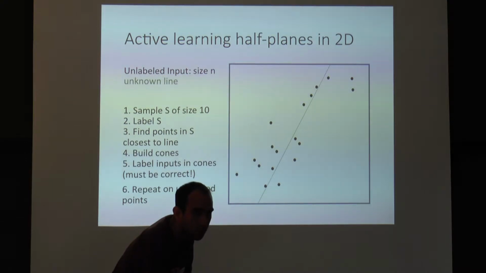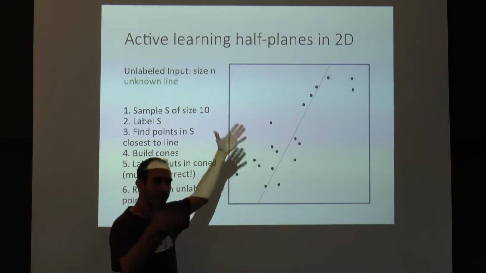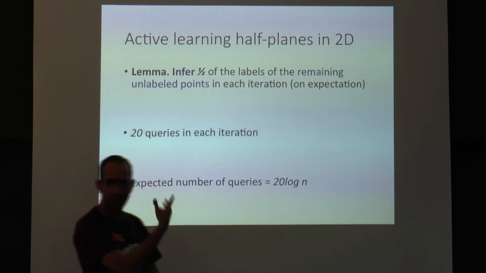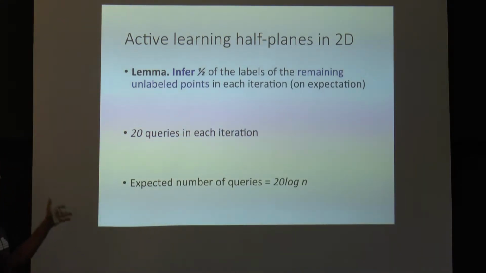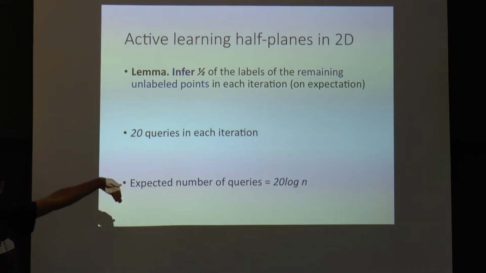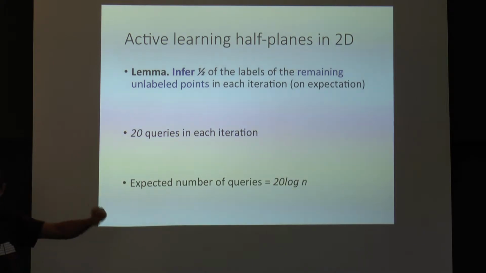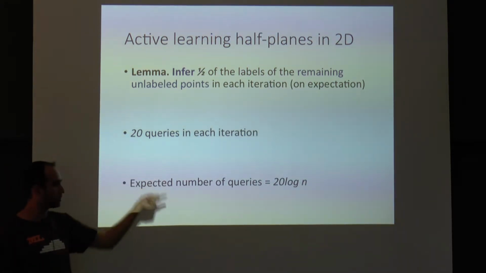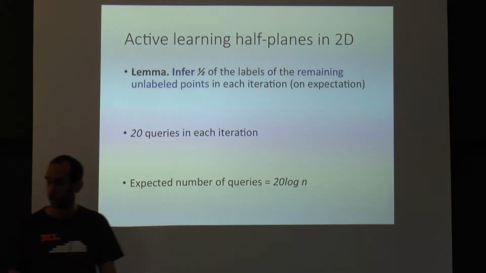You're asking why not 3 instead of 10? No, why not, instead of taking the 2 nearest points, take the 3 nearest points to the line. Okay, so the lemma that I will not prove now, but I will prove on Tuesday, is that on expectation, and the randomness is only the randomness of the 10 points we sampled, in each iteration we infer the labels of half of the remaining points. So we have 20 queries in each iteration. In expectation, we have 20 log n queries, and we are done.